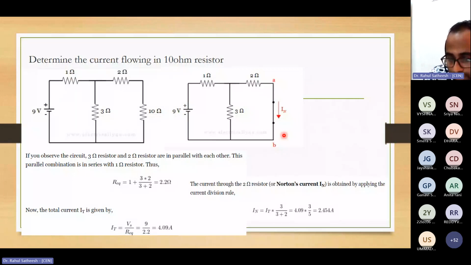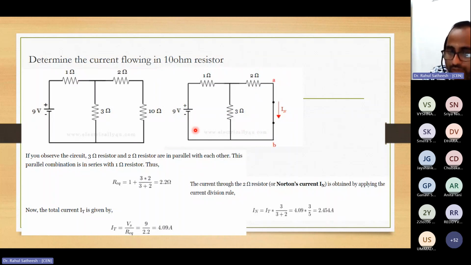So 4.09 into 3 divided by 3 plus 2 will give the Norton current in this branch. You can find the Norton current like this. I will repeat once again. The question is the current flowing in the 10 ohm resistor. To find the Norton's current, you remove the 10 ohm and place a short. After shorting, that current is called IN, the Norton's current. So to find IN, we need this branch current. What is the current through the 2 ohm?